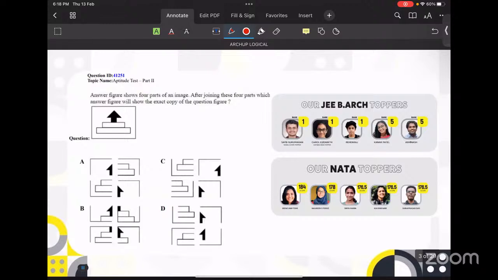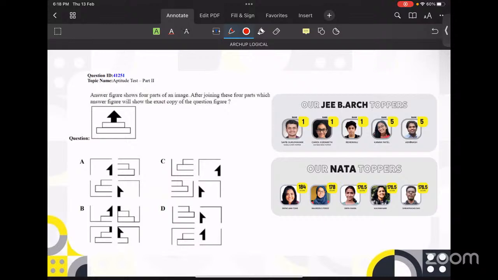So this is from shape formation. The figure shows 4 parts of an image. After joining these 4 parts, which answer figure will show the exact copy of the question figure? Actually, in an old NATA question paper, a similar question came up with the logo of SBI. Those who are aware of the logo of SBI can easily solve that question. At that time, they didn't give a finished figure.